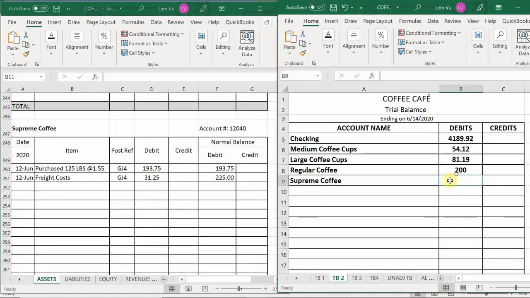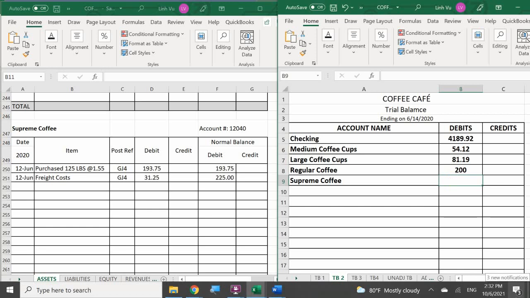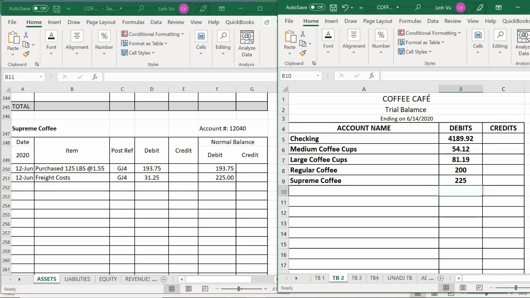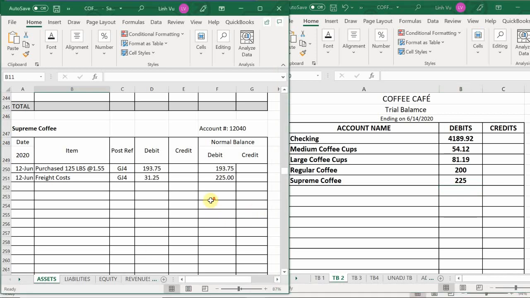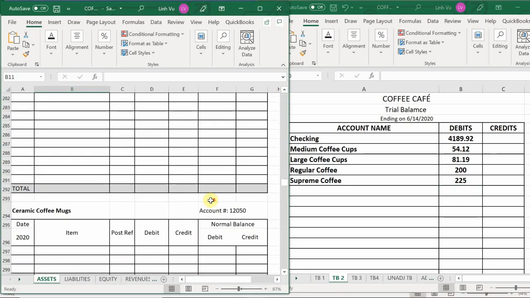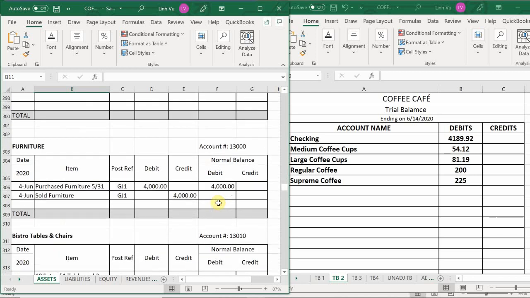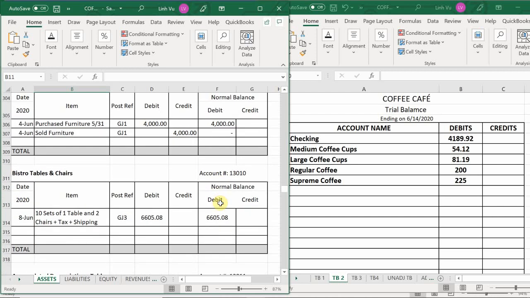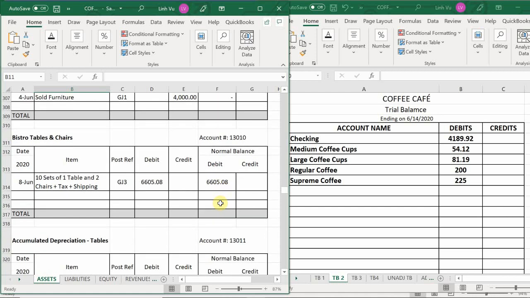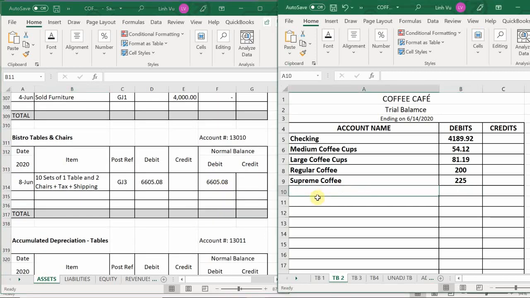How much Supreme Coffee do we have? Supreme Coffee, we have 225. Okay. Do we have any coffee mugs? No, not yet, right? We haven't converted it yet. Furniture, yes. Furniture, we have 6,605.08 for the bistro tables and chairs.